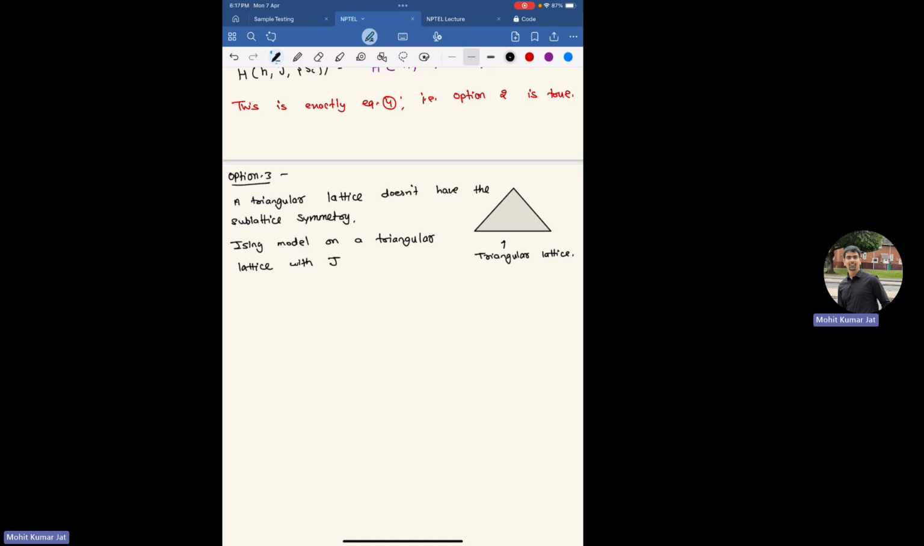with J greater than 0 will have all spins, a better word would be pointing, in the same direction at T equal to 0, and in J less than 0, in analogy with the cubic case, the spins should point up and down alternately.